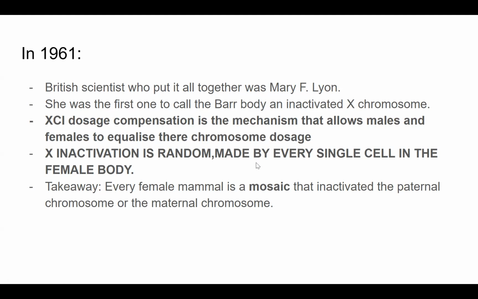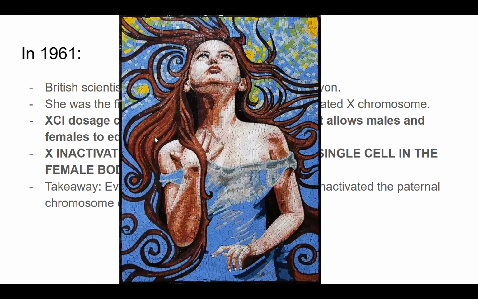So the big takeaway here is X inactivation is random, and it's made by every single cell in the female body. That lets you know that every female mammal is a mosaic, because we are mammals, we have the choice to inactivate either our dad's or our mom's chromosome. So, get it? Mosaic, because females are mosaic.